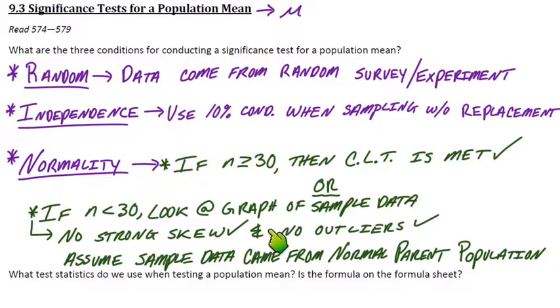So this is only done if you have a small sample size and you're actually given the data points that you can graph. Or maybe they've already given you a graph of the sample data. If the sample size is big enough, we don't even have to worry about that at all, right? So there's two routes here to meet that normality condition.